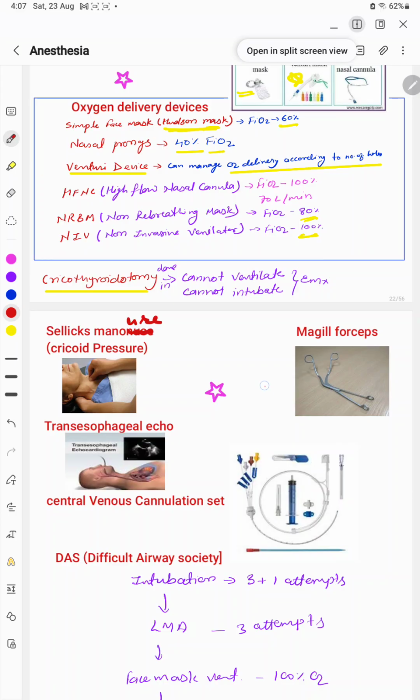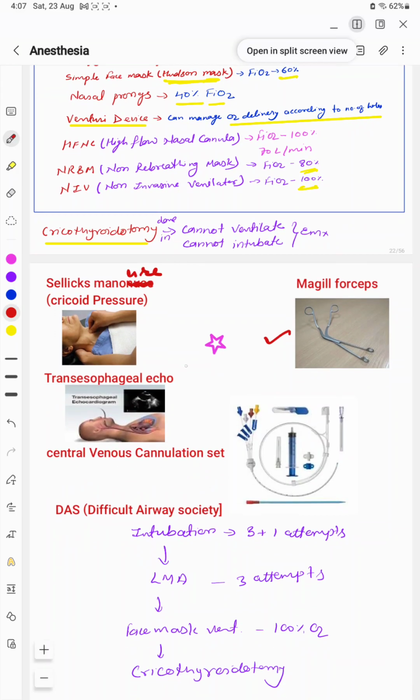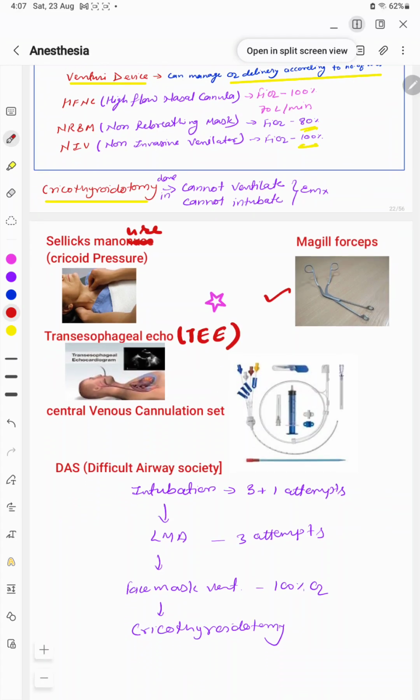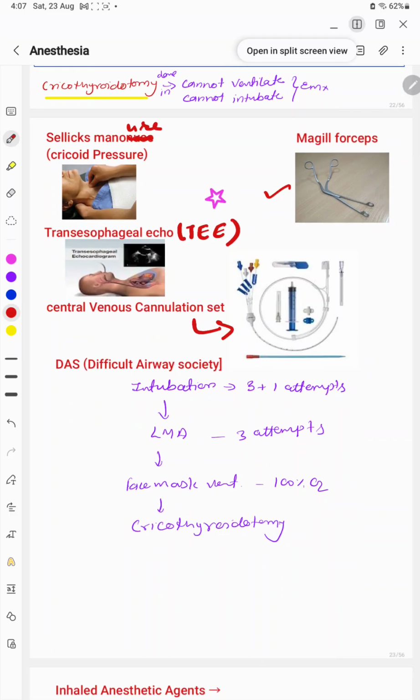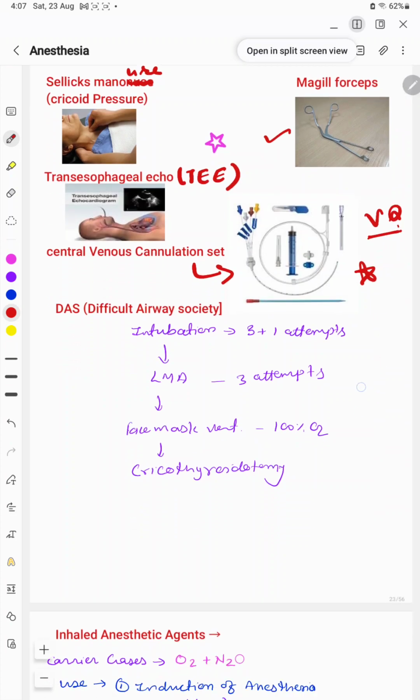Okay, this is Magill forceps, generally used in obstetrics and gynae, but here we also use it. Okay, and transesophageal echo. They can give a picture of this. What is this? Central venous cannulation set. You need to identify it. They already asked the question. They are all VQ. Every image I mention here is very important.